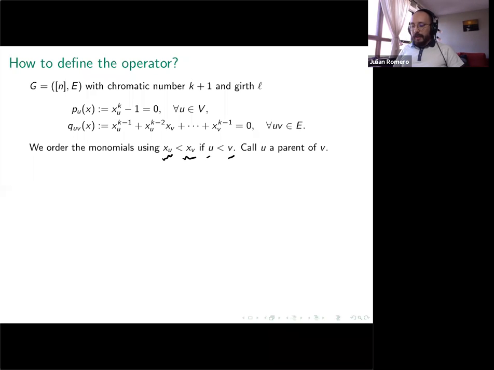And then when I'm doing the proof, I'm actually using a k+1 colorability of the graph. I use it explicitly to define a specific order. So not any order works for me.